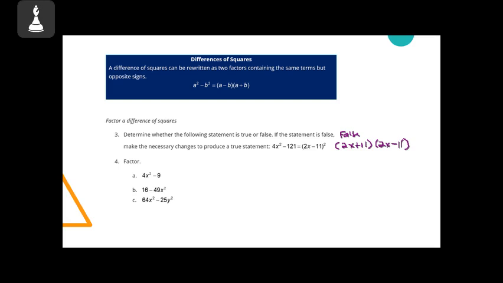So let's try some more. Factor 4x squared minus 9. 4x squared is a perfect square. 9 is a perfect square. So 4x squared is 2x times 2x. 9 is 3 times 3. One gets a plus, one gets a minus.